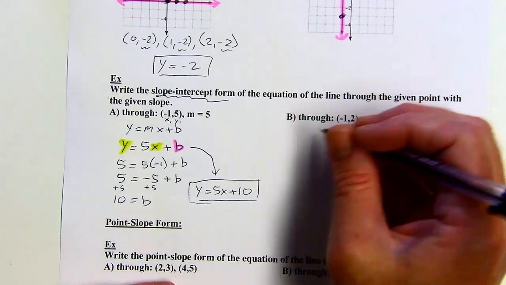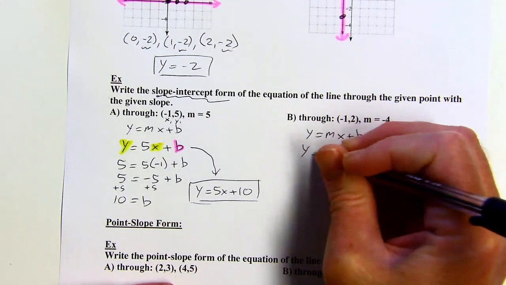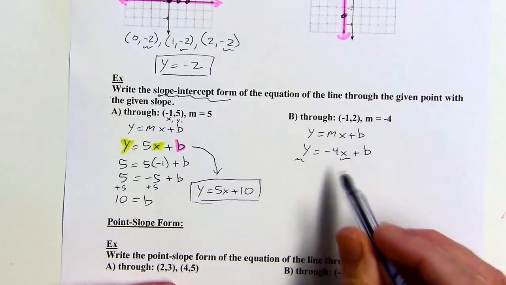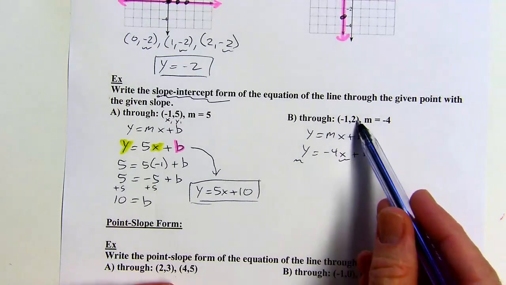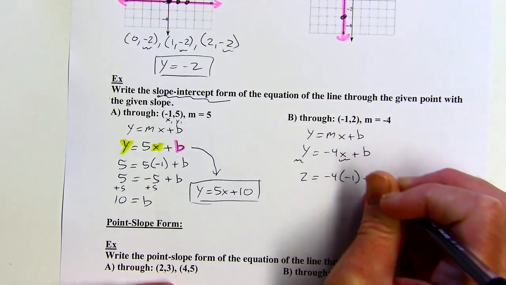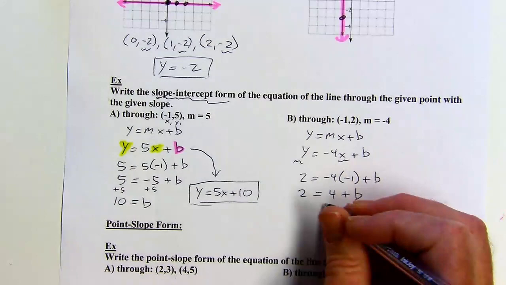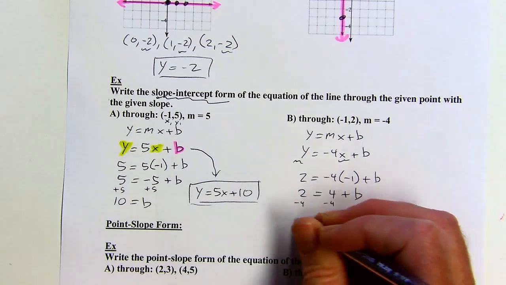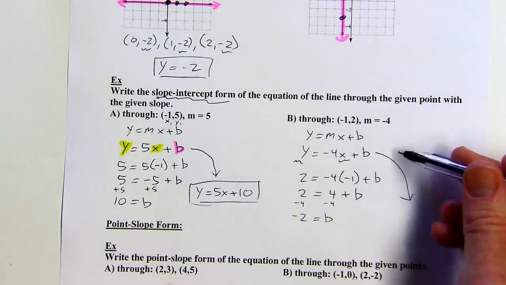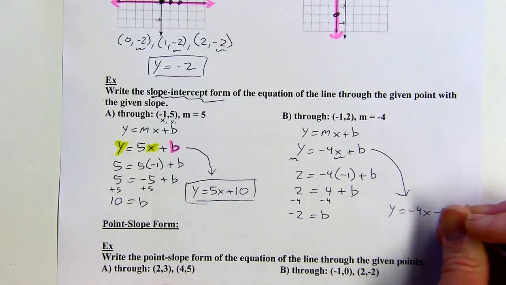So let's try it again here. I'm starting with y equals mx plus b. I already know the m is -4. Okay, and now I'll plug in the xy pair into that slot. Make sure you don't mix them up. So the 2 would go right here. The -1 would go here. And I've got 2 equals 4 plus b then. And I'll subtract 4 from both sides. So -2 is going to equal b. And now I knew it was y equals -4x plus or minus something. Now I know it's y equals -4x minus 2.